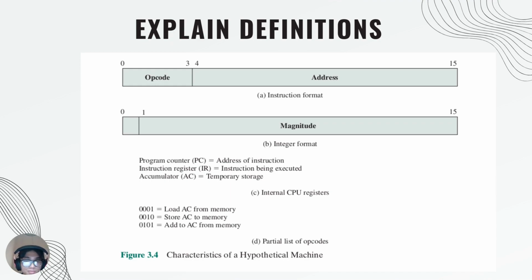And it has some explanation of the internal CPU registers, and you can see here a partial list of opcodes. A binary number system is used in this example, and 0001 means load AC from memory, 0010 means store AC to memory, and 0101 means add to AC from memory. We will practice it at the end with the CPU simulator, and I will demo all of these things to you.